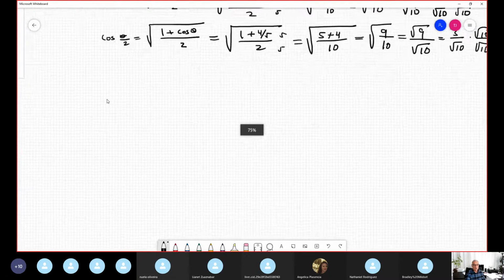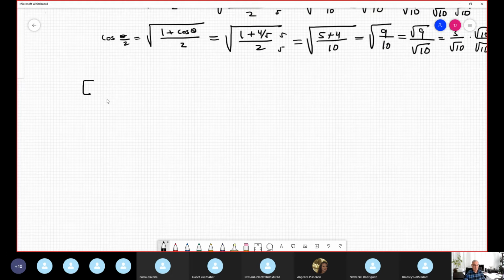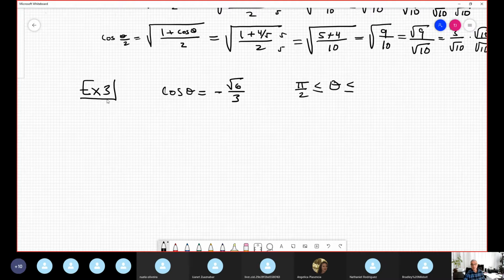It's a little bit more interesting because I know the first quadrant. Suppose example 3 says cosine theta is given as negative radical 6 over 3, and the original theta is in between pi over 2 and pi. Now let me try to understand in what quadrant theta lies. Please help me to understand this.